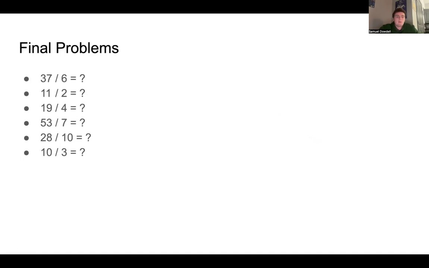53 divided by 7. 7 can go into 53 7 times. That could be one of our long division ones. But we know that's going to be 7 with a remainder of 4. 28 divided by 10. 10 goes into 28 2 times, leaving us with a remainder of 8. 28 minus 20 is 8. 10 divided by 3. 3 can go into 10 3 times, and gives us a remainder of 1.